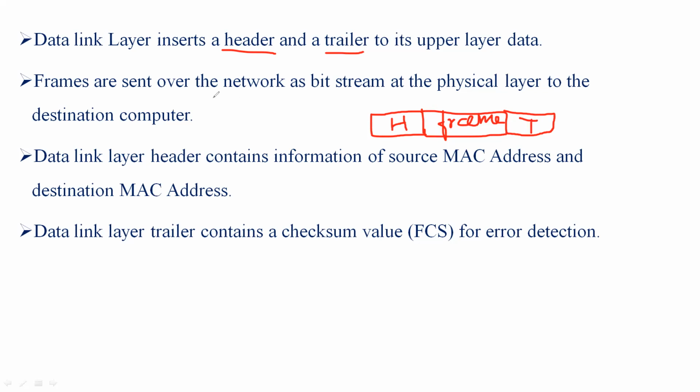Frames are sent over the network as a bit stream at the physical layer to the destination computer. So the frames are sent over to the destination node by using the physical connection.